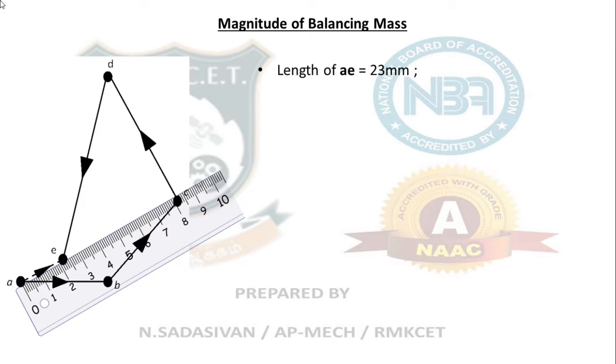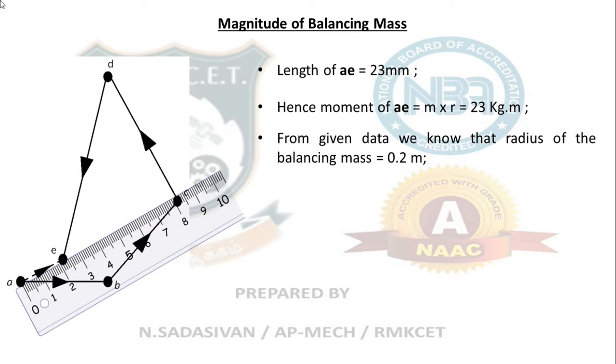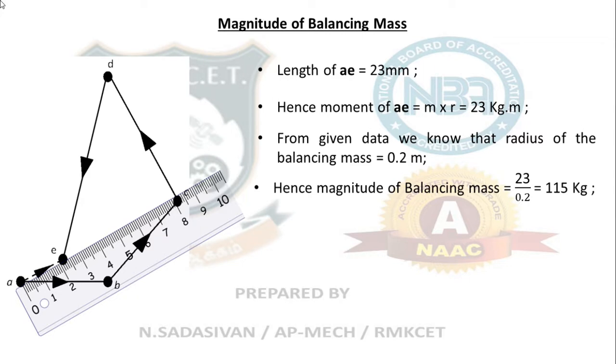So therefore that is m into r. What is the radius of the balancing mass given in the question? It is 0.2 meter, 200 millimeter, it is given. So from the given data we know that the radius of the balancing mass is 0.2 meter. Therefore m into r, balancing mass magnitude, so 23 by 0.2, 115 kilogram is the magnitude of the balancing mass.